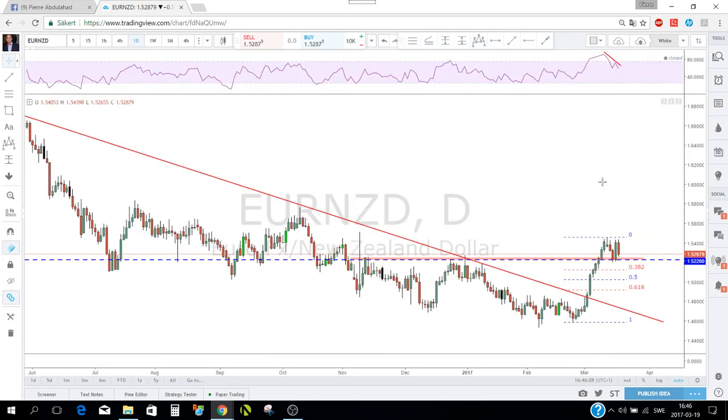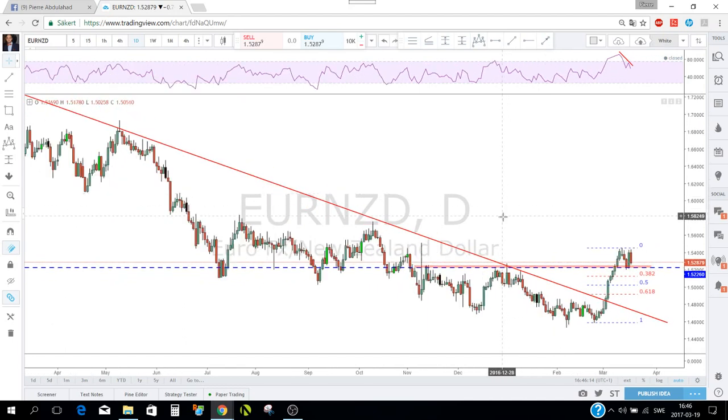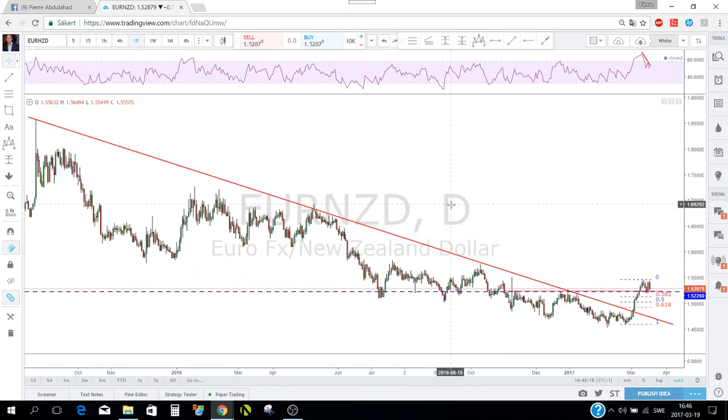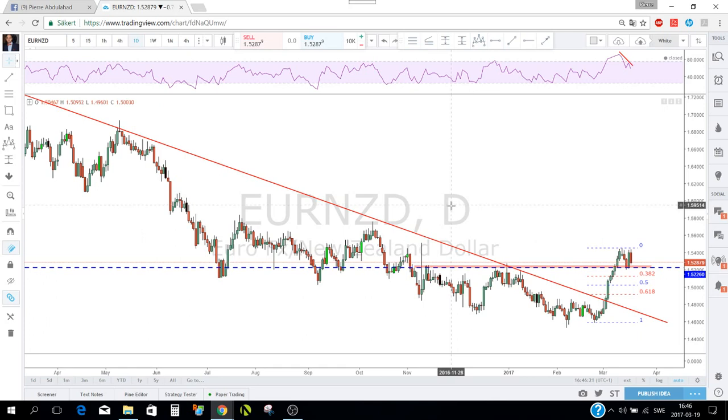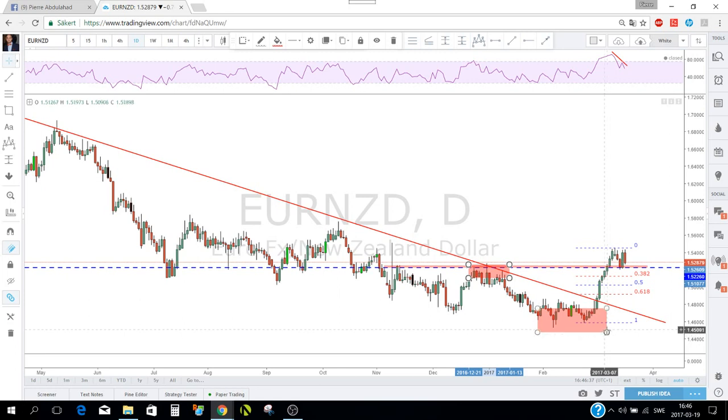Euro New Zealand, finally this pair, I think we can say that this major downtrend is maybe over or about to be over, because this low here was our last low, and this high was our last higher high. So we have a new higher high. This is a daily chart, guys. So this is our new higher high.